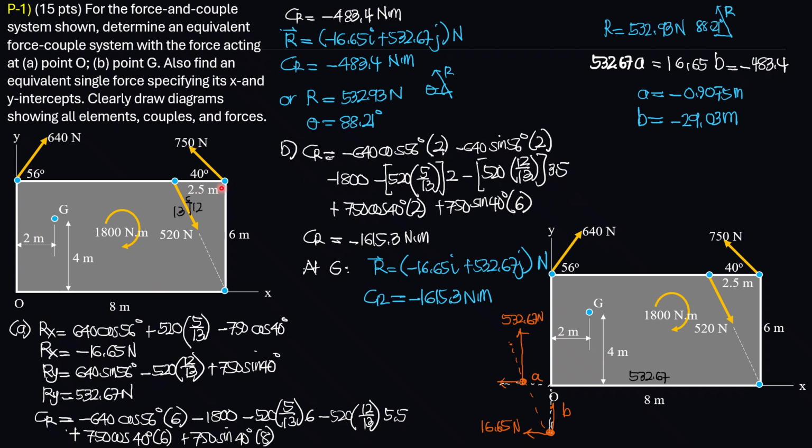Then the horizontal component of 750 is counterclockwise. 750 cosine 40, the moment arm is 2. Then the vertical component is also counterclockwise. Positive 750 sine 40 degrees, and the distance is 6, 8 minus 2. Then it is negative 1615.3 Newton meters, meaning it is also clockwise.